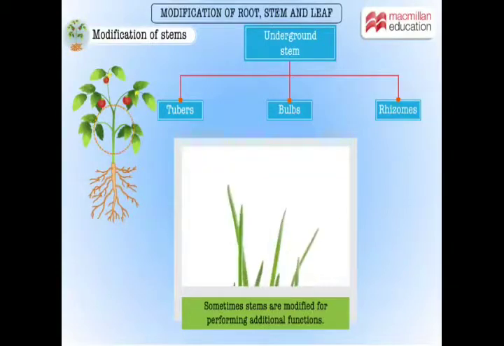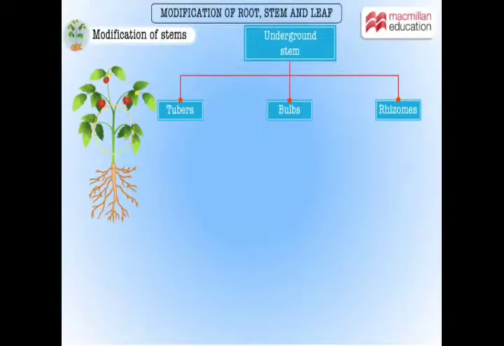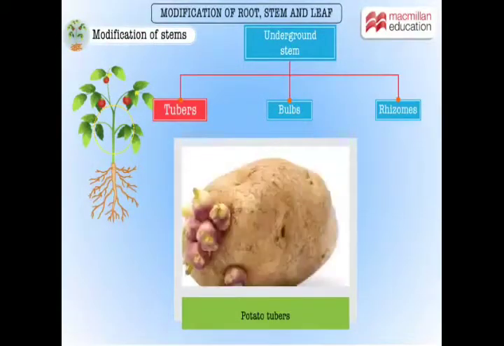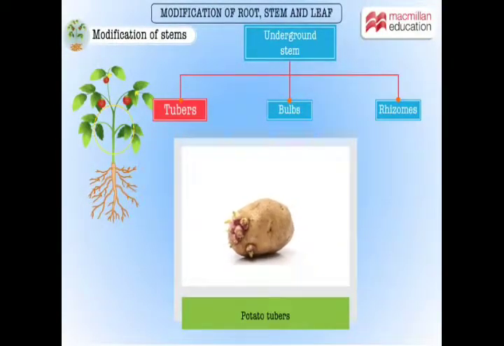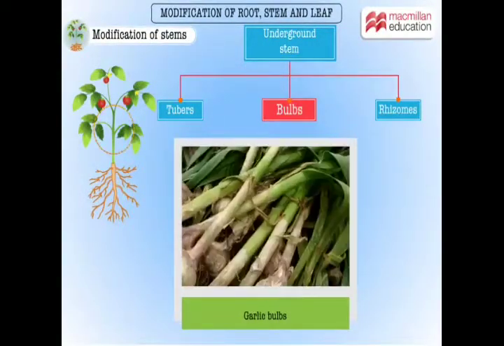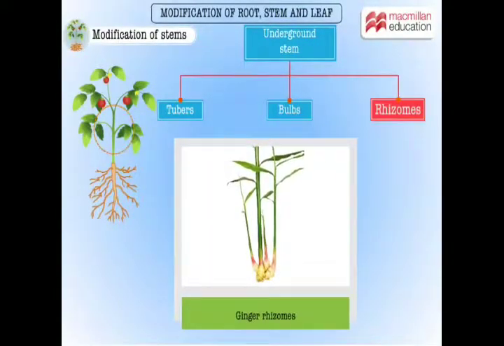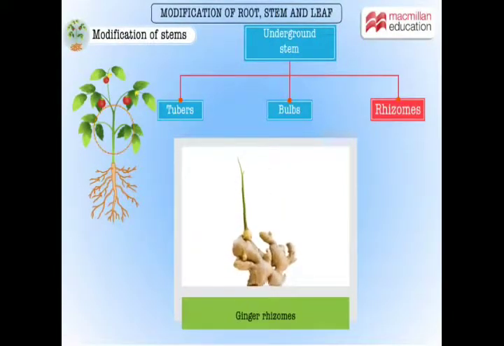Stems of some plants grow underground and store food. Underground stems can be classified into tubers, bulbs, and rhizomes. Tubers are stems that are roughly spherical in shape and may have buds or eyes on them that can develop into new plants. Bulbs are conical stems that are fleshy and consist of fibrous roots. Rhizomes grow horizontally under the soil and have scaly leaves, which are often brown in color.